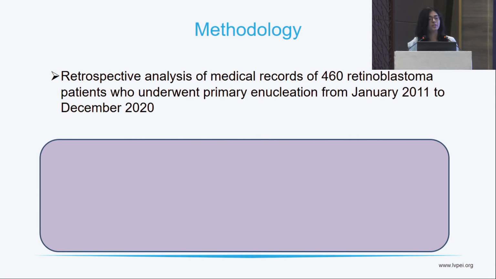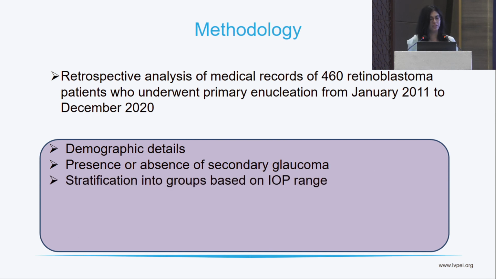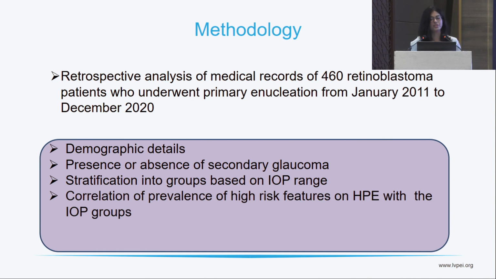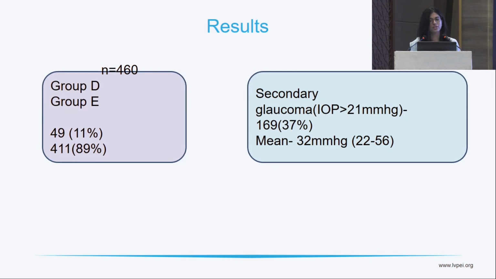We retrospectively analyzed the medical records of 460 retinoblastoma patients who underwent primary enucleation from January 2011 to December 2020. Factors noted were demographic details, presence or absence of secondary glaucoma. Stratification of these patients was done based on the IOP range, and correlation of prevalence of high-risk features on histopathology with the IOP groups was noted, and correlation of presence of NVI with the high-risk features was noted. Out of the 460 eyes, 169 patients had secondary glaucoma with a mean IOP of 32 millimeter of mercury.